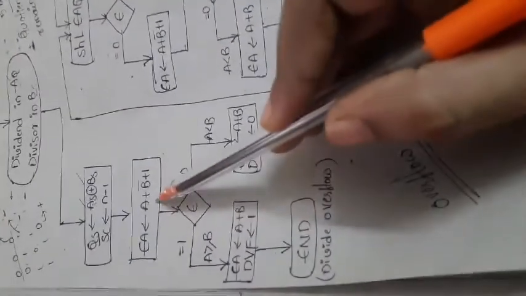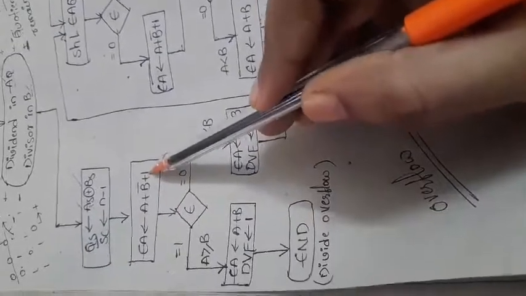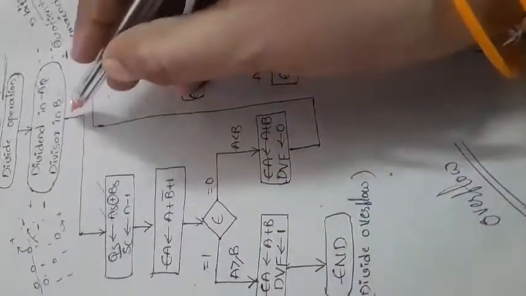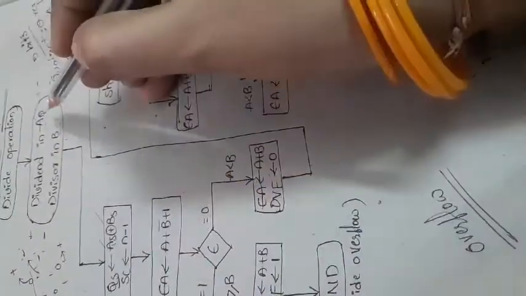So that's the 2's complement method we are considering: a plus b complement plus 1. Here b is nothing but the divisor, and a is the first 5 bits of the A register. In between we are performing the subtraction operation. After performing the subtraction, we have to check the E value.